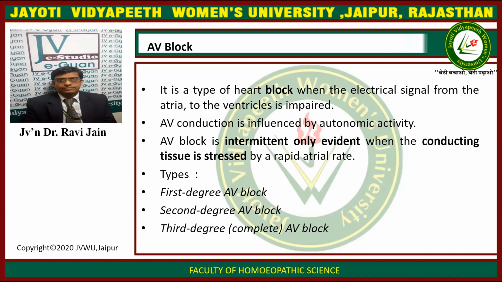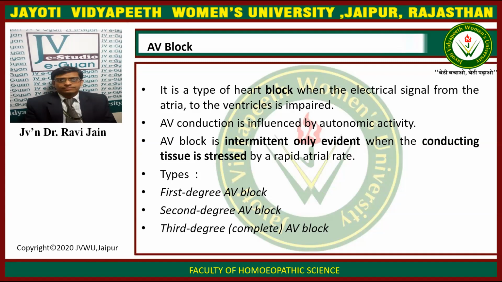What is AV block? AV block is a type of block when the electrical signals from the atria to the ventricles are impaired. AV conduction is influenced by autonomic activity. AV block is intermittent and only evident when the conducting tissue is stressed by rapid atrial rate.